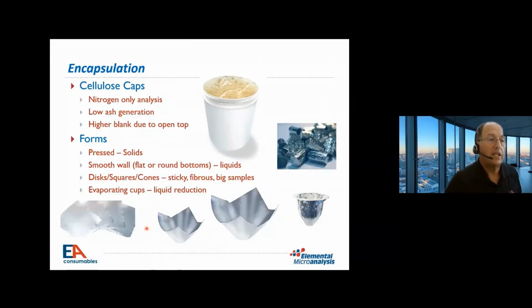Other options: cellulose capsules are used in nitrogen-only analysis. They have low ash, higher blanks due to the open structure, however. And you can get these in all different forms of pressed capsules, squares, discs, evaporating cups, and things of this nature.